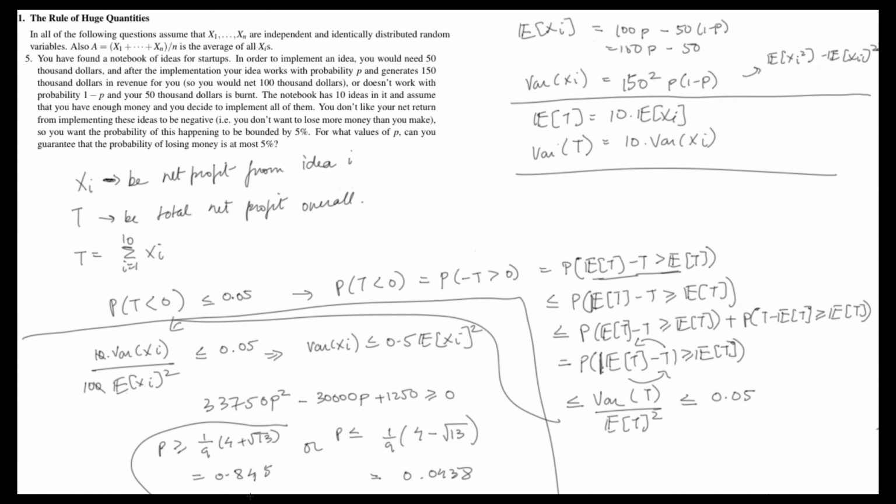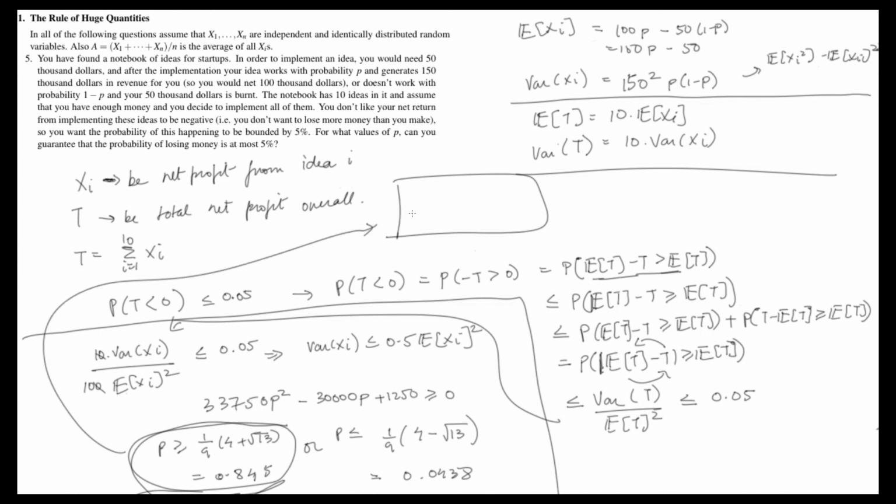Okay, so this is going to be your final answer. I'm going to write it here in a big box. You want p to be greater than or equal to 0.845 if you want to have a probability of less than 5% of losing money. So that's it for our question, part 5, question 1.